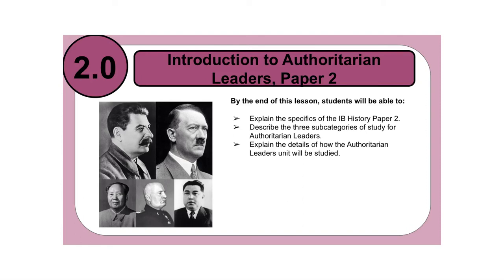This is our first lesson in our second unit for IB History 1, and that is the introduction to authoritarian leaders. So this is a Paper 2 concept that we're going to be discussing. By the end of this lesson, students will be able to do the following.